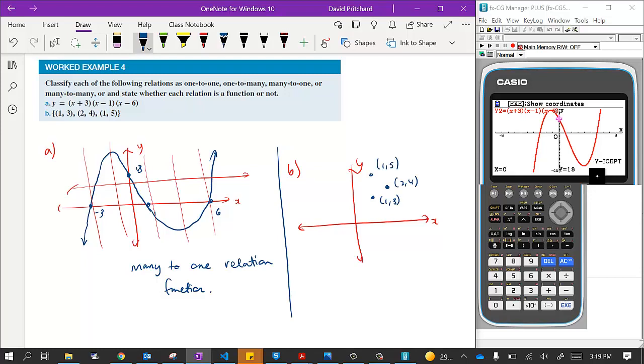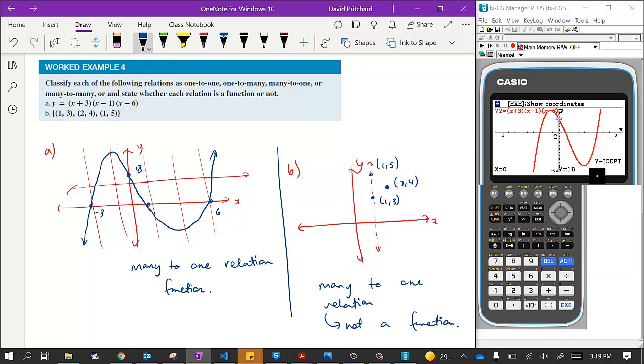Now the giveaway here is the vertical line. We've got a problem here. It's definitely not going to be a function because we've got 2 points sitting over the top. So 1 x value, 2 y values. So that means we've got a one-to-many relation, and we know that is not a function.